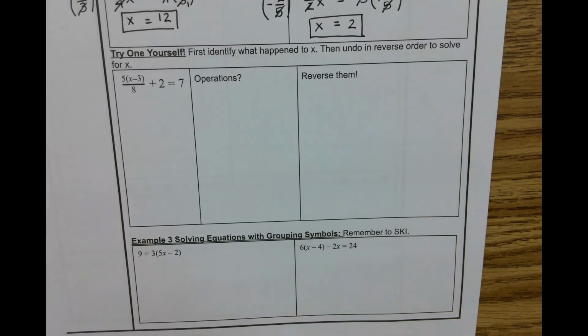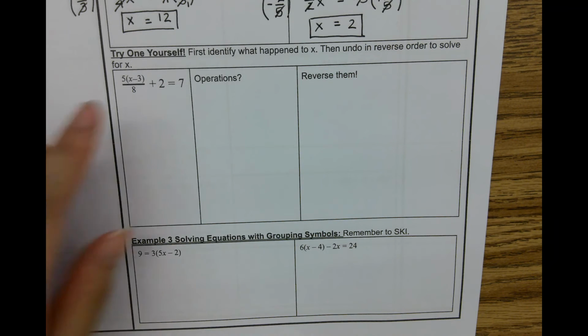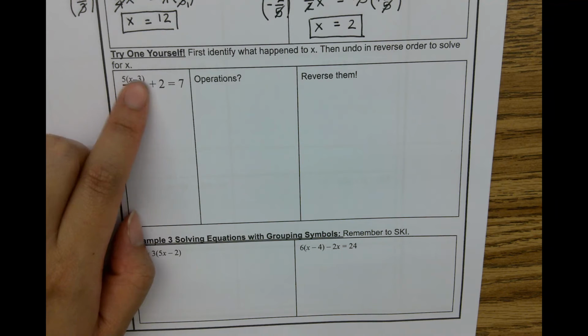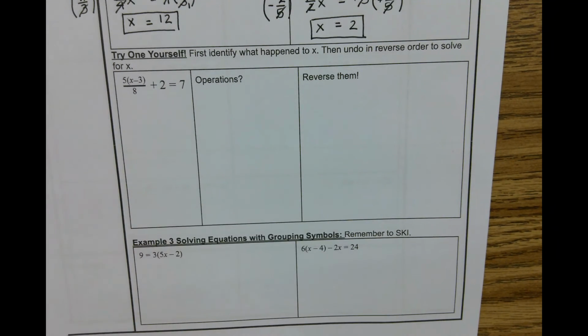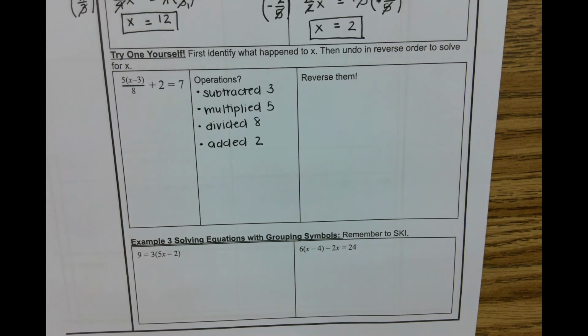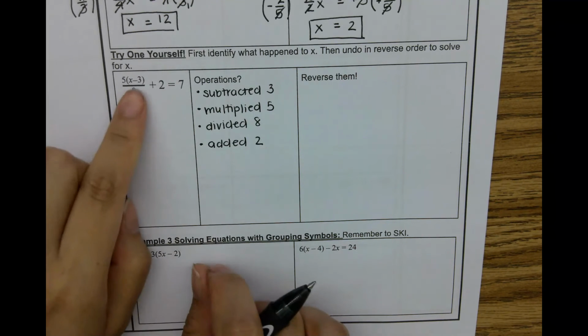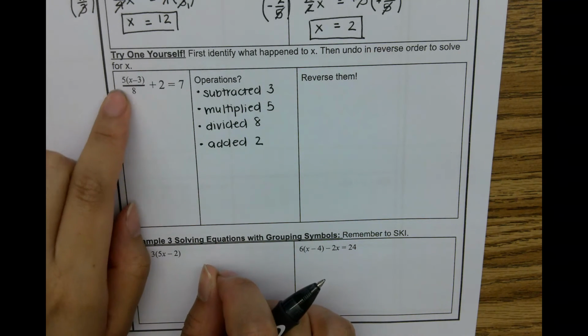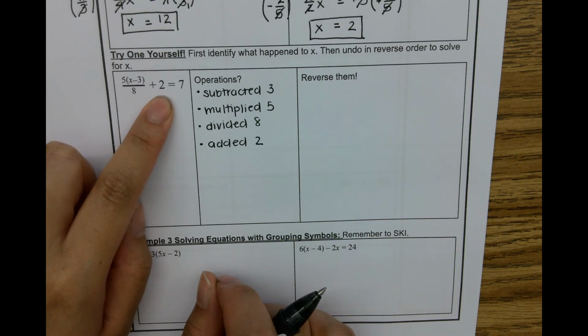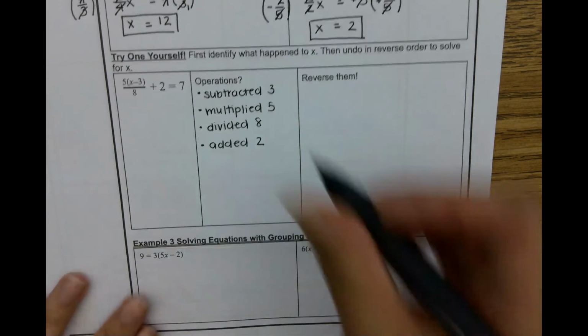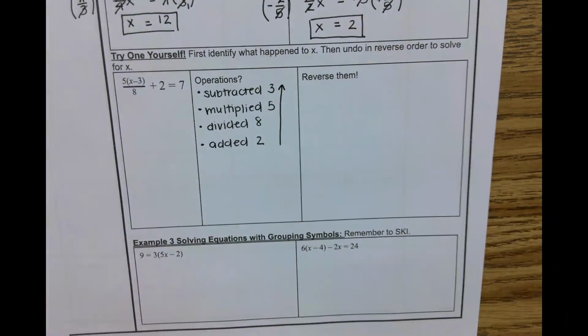So now you're going to try one for yourself. This one looks pretty complicated, right? But talk to yourself. What is happening to x? Start from the inside out. State those operations and then reverse them. So here are the operations that happened to x. It was subtracted by 3, then multiplied by 5, then divided by 8, and then 2 was added. So here are your operations. Now, reverse them. Get rid of them by going the opposite.